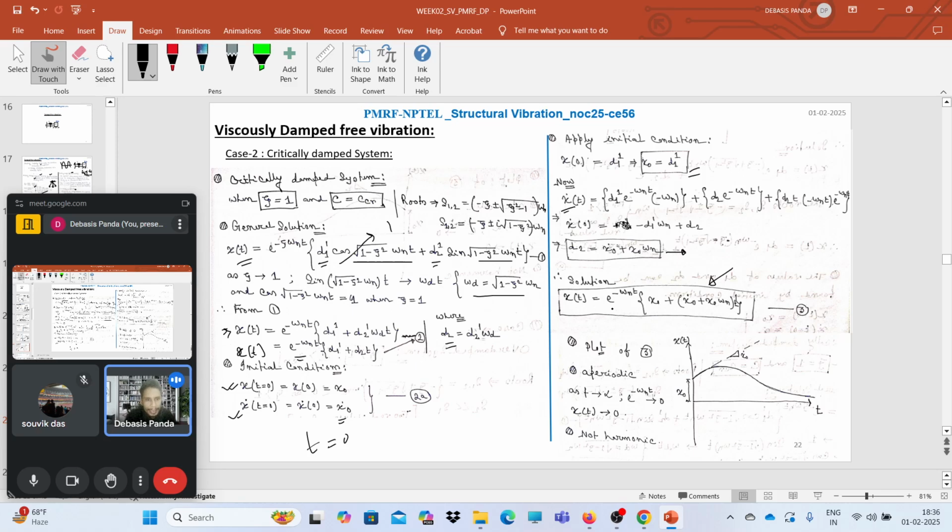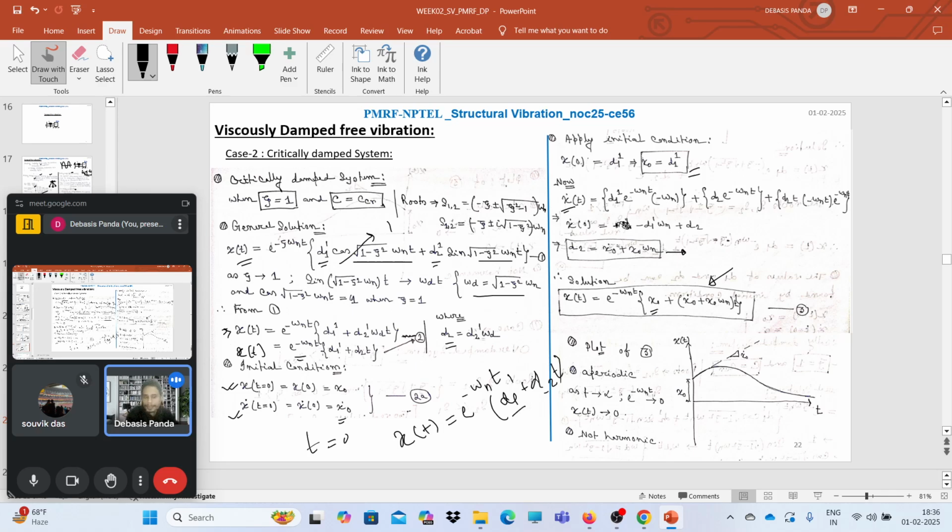x(t) is nothing but e to the power minus omega n t times x naught, which is the d1 term or d1 dash term, plus x naught dot plus x naught omega n, like this. So that was my equation. x(t) was e to the power minus omega n t times d1 dash plus d2 t. Just put the values of d1 and d2, you will get the solution like this.